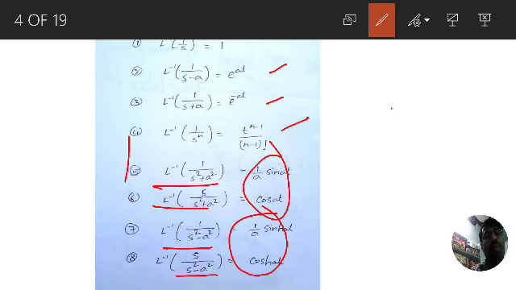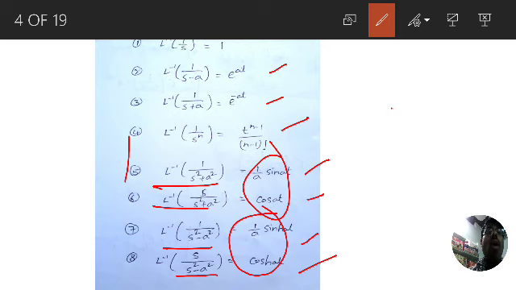Now L inverse of 1 by s square plus a square is 1 by a sin a t. L inverse of s by s square plus a square is cos a t. So whenever there is an s in the numerator, we will get cos. And in the denominator, if it is plus, we get sin a t and cos a t. And if it is minus, we will get sinh a t and cosh a t. These are 8 standard formulas of inverse Laplace transform.